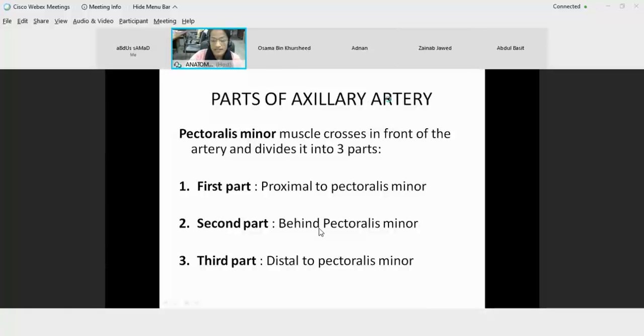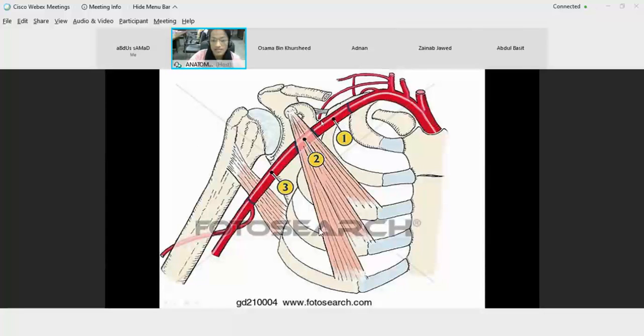Axillary artery has three parts, which is divided into three parts by pectoralis minor muscle into first part, second part, third part. First part is proximal to the pectoralis minor muscle. Second part is deep to pectoralis minor muscle or behind the pectoralis minor muscle, and distal to pectoralis minor muscle we have third part.